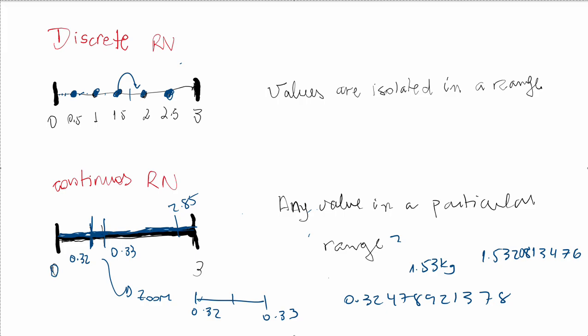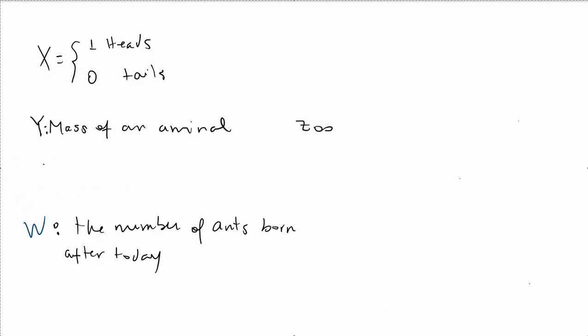Cool? All right. So I'm going to give you some examples of discrete and continuous random variables in our experiments. So let's say I'm calling x. It's a capital letter, right? Random variables are represented by capital letters.